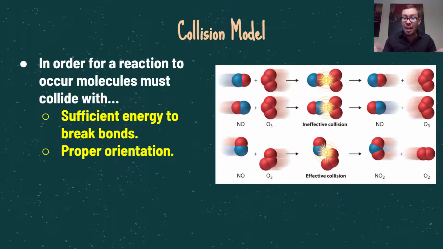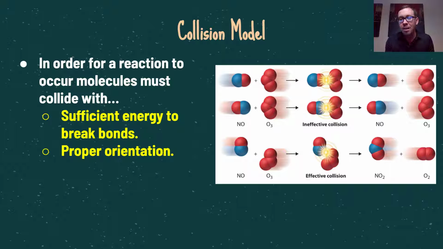However, if they are moving at a faster rate, they have more kinetic energy, and they will collide with enough energy to break the bonds for the reaction to take place and convert reactant to product. The other thing you need is proper orientation. What I mean by proper orientation is that the molecules have to be oriented a certain way in order to get the product that we want for our chemical reaction.